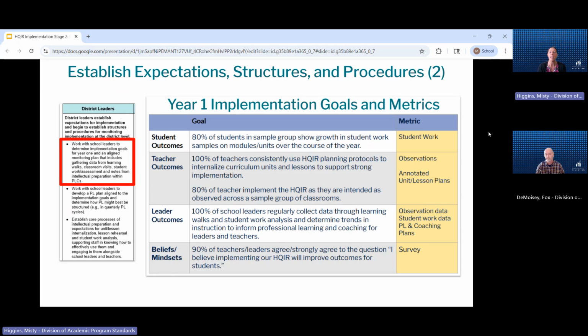And you can see here that they have student outcome goals, teacher and leader outcomes, as well as a goal around beliefs and mindsets. An important note as you review these is that the numbers could be adjusted based on your local context. So don't get too caught up in the numbers. Again, this is just an example. So we want to pause and give you time to review these sample goals.